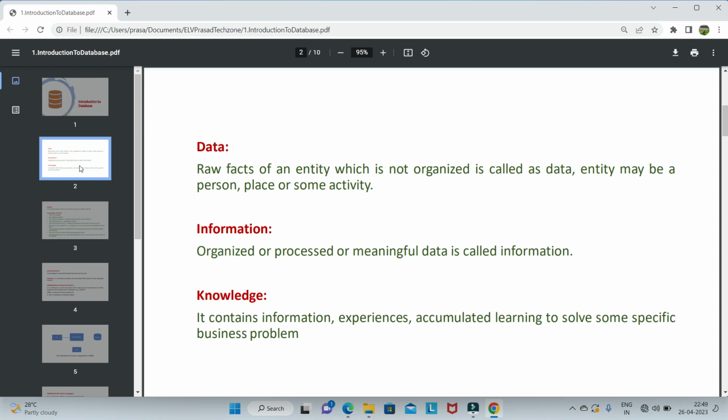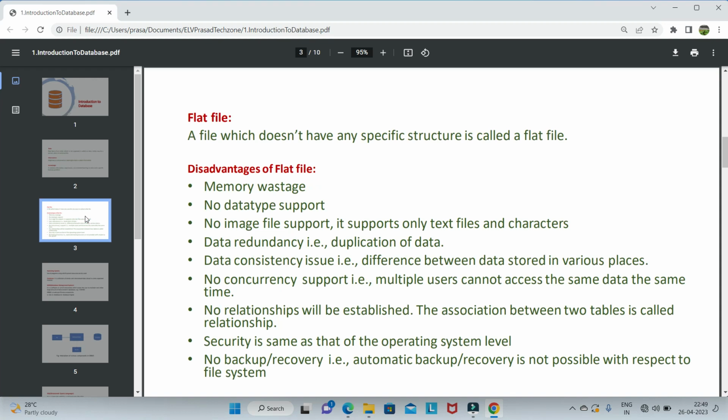So before getting into the database, what are the things we use to store data? Generally, they are flat files. A flat file is a file which does not have any specific structure. There are some disadvantages with the flat file: memory wastage, no data type support and no image file support. It supports only text files.